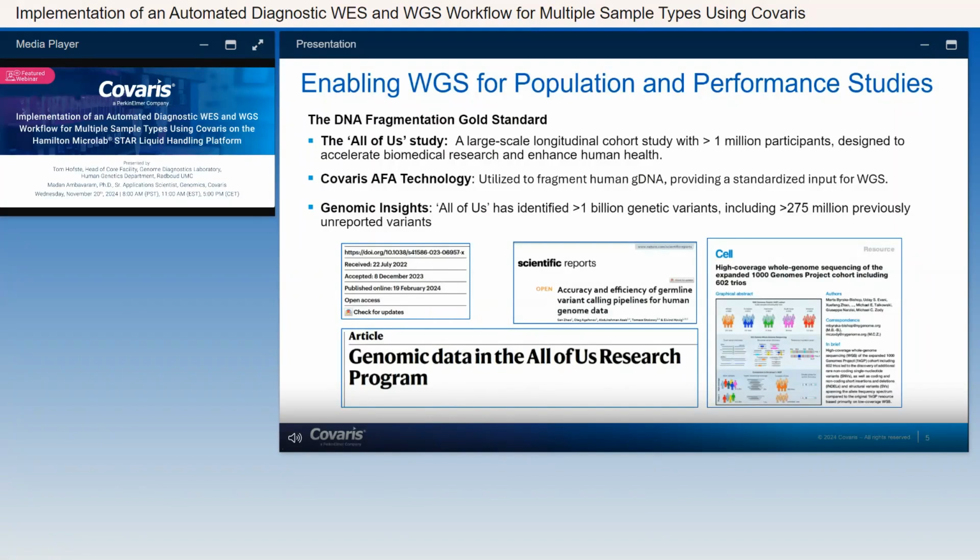As many of you may know, the All of Us research program is a comprehensive longitudinal cohort study involving about 1 million participants, aimed at advancing biomedical research and improving health outcomes for all of us. This program has identified more than 1 billion genetic variants, which includes approximately 275 million previously unreported variants. Findings from this initiative have been extensively published in several peer-reviewed journals. A couple of them are highlighted in these sections as well.